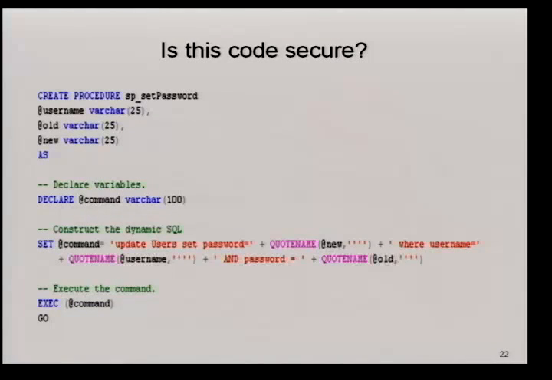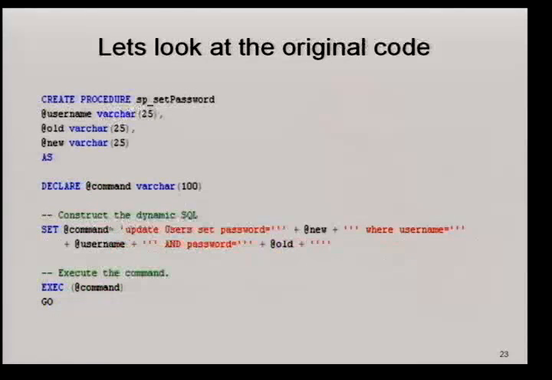Is there any other problem with this code? The one that we just fixed? What about the original code? Can you all look at the code? Is there any problem with this one? So I have sp_set_password, which takes 3 arguments: username, old, new password, and we know that there exists a first order SQL injection issue here, right? None of the data variables are validated. But there is one more problem in this code.